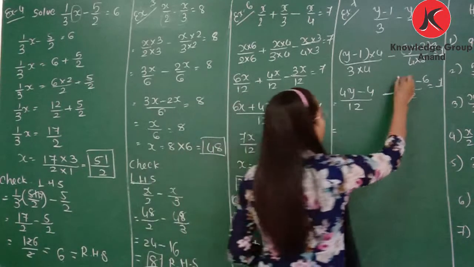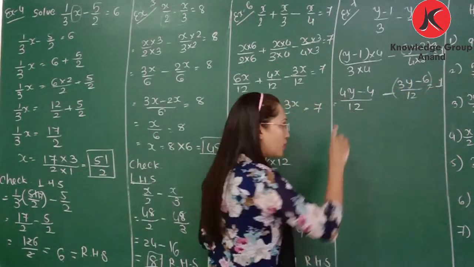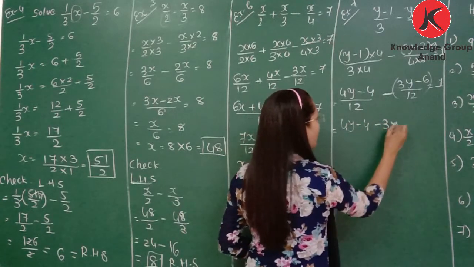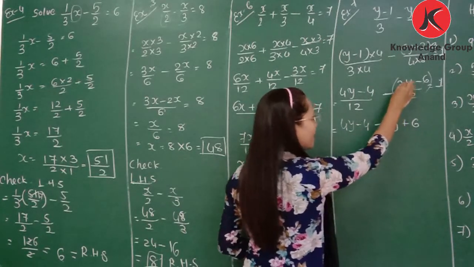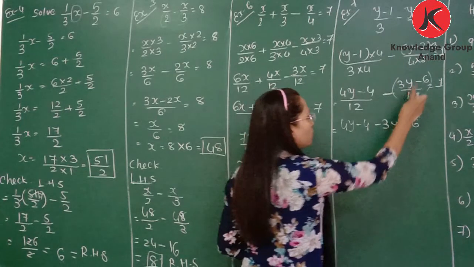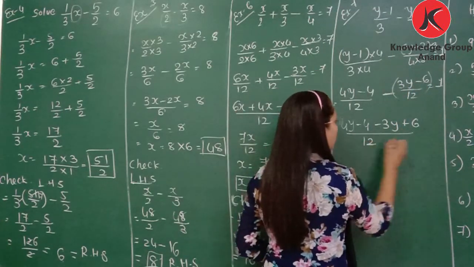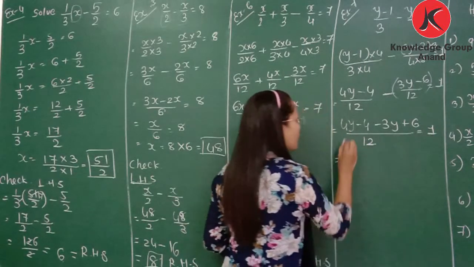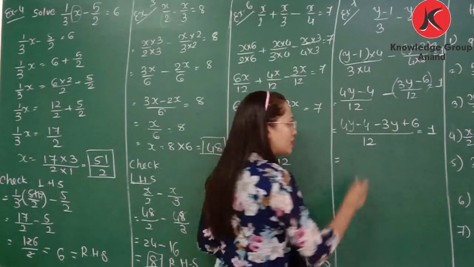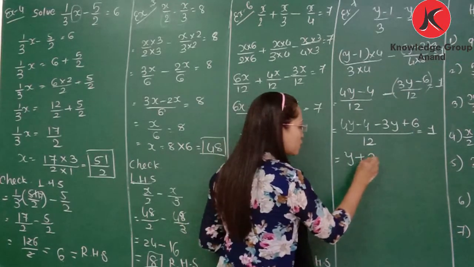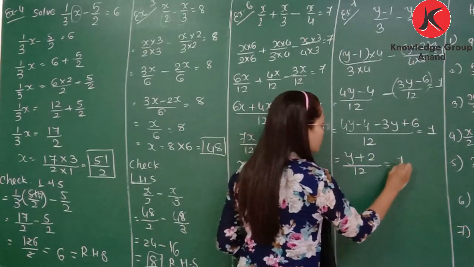You can consider a bracket here. So here 4y minus 4 minus 3y plus 6. Here 3y that is positive becomes negative, and minus 6 that is negative becomes positive. Whole divided by 12 is equal to 1. 4y minus 3y that is y, minus 4 plus 6 that is 2, plus 2 divided by 12 is equal to 1.